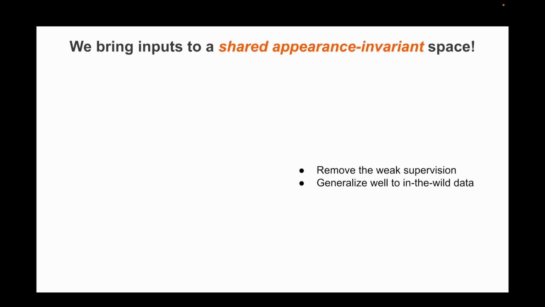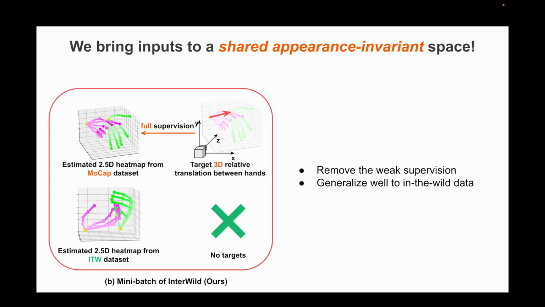So we resolved the two problems: removed the weak supervision, and made the regressor generalize well to in-the-wild data. For this, we designed the regressor to take the 2.5D pose of two hands without images, and do not apply the weak supervision. As the 2.5D pose only contains geometric information without image appearances, a regressor trained only on the mocap dataset can generalize well to in-the-wild data.